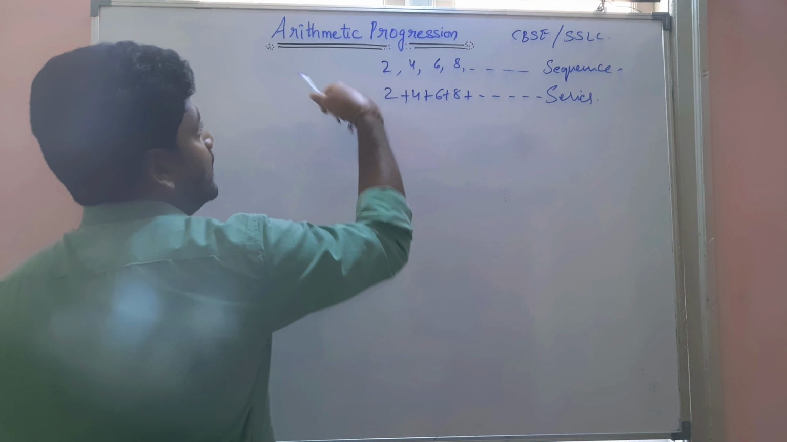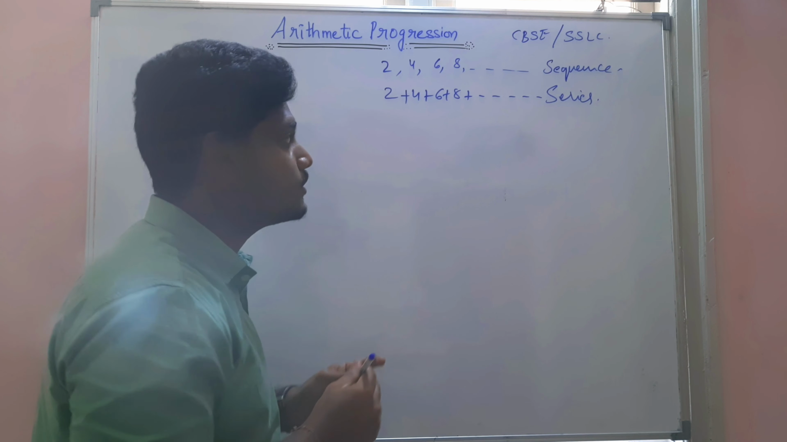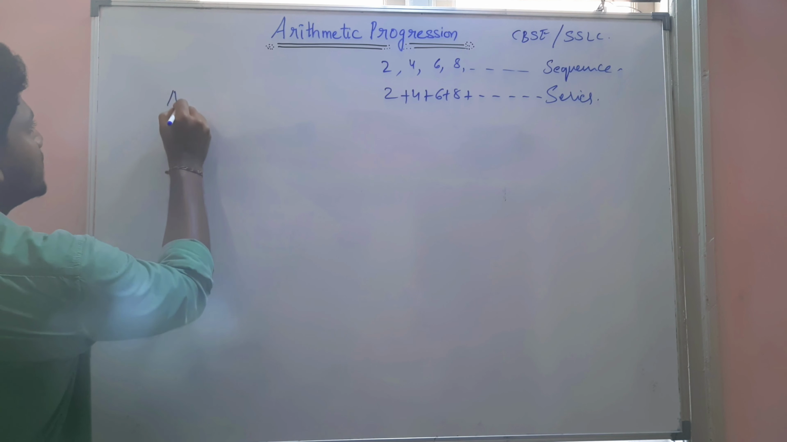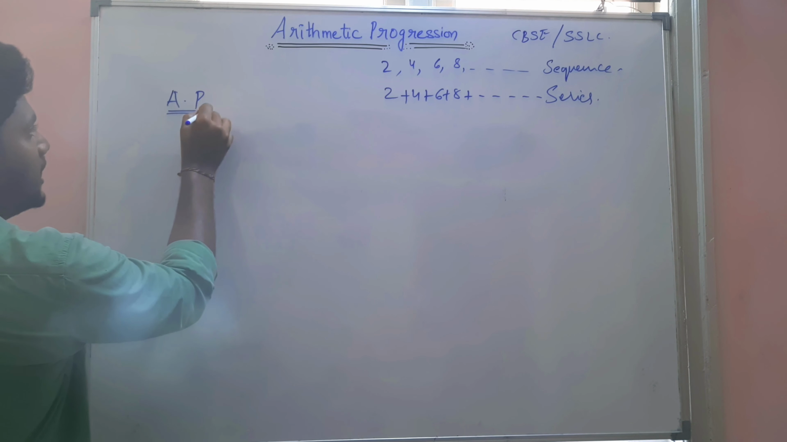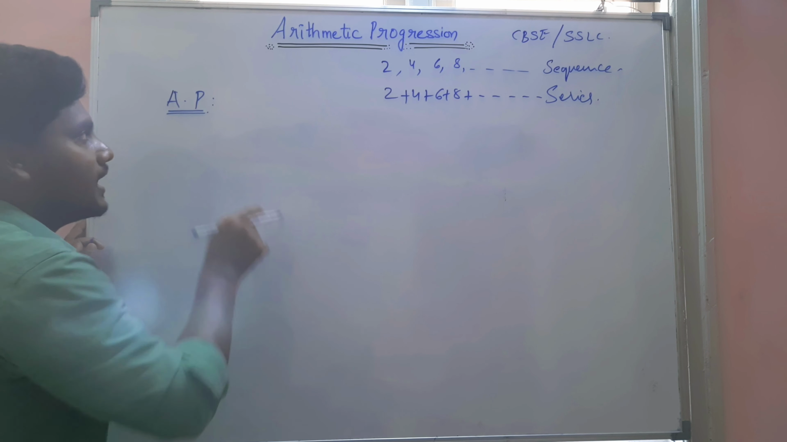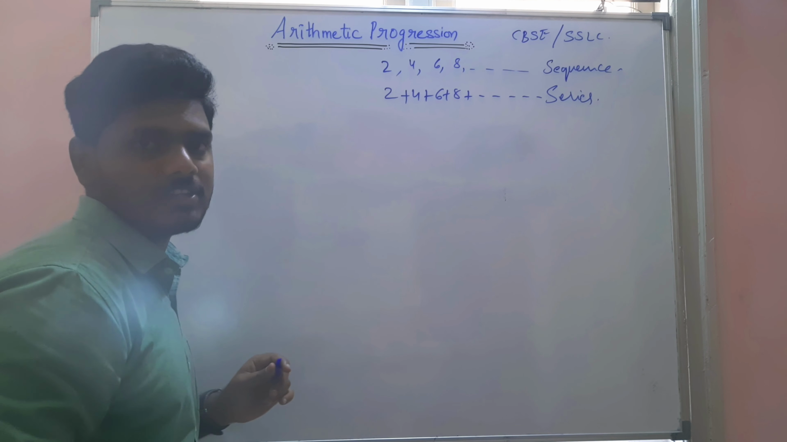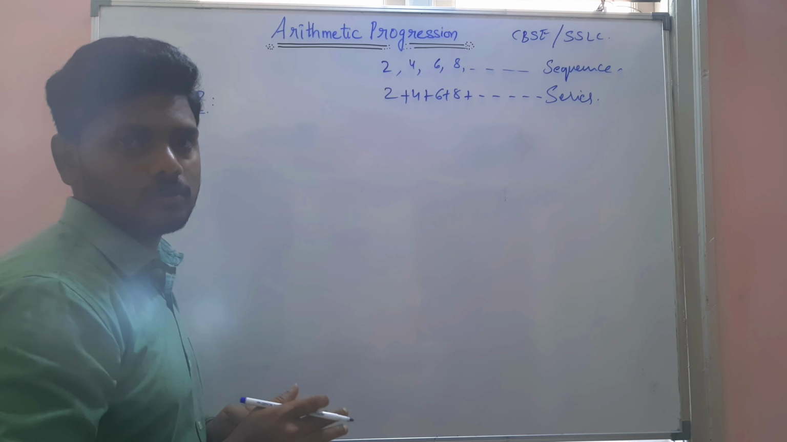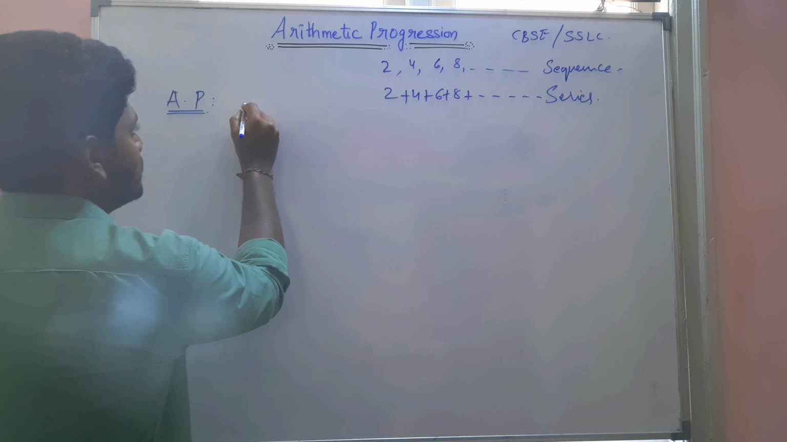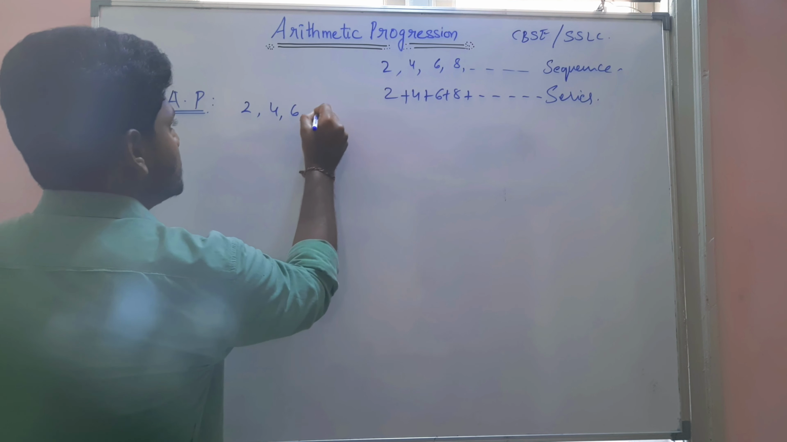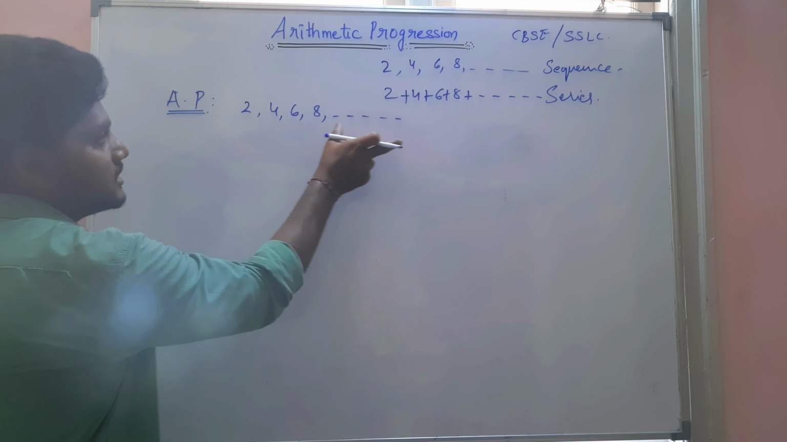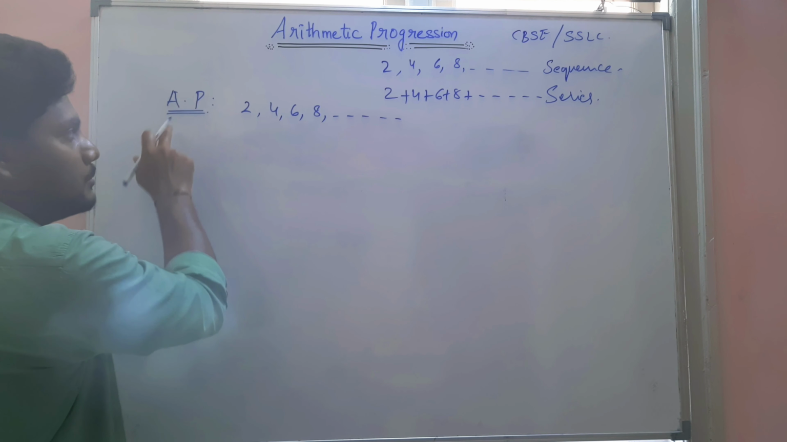Now what is this related to arithmetic progression? I will tell you. Here arithmetic progression we will represent with AP. Arithmetic progression means when the sequence of numbers follows a rule, that is the difference of two numbers. So I will write the sequence first: 2, 4, 6, 8, and so on. If you observe, this sequence we will consider as arithmetic progression.